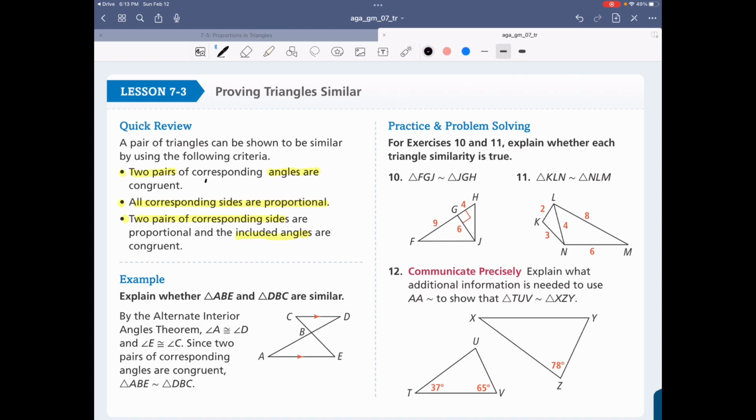So if you remember, oops, sorry about that. This is angle-angle similarity. This was side-side-side similarity. And this was side-angle-side similarity. An example. Explain whether ABE and DBC are similar. So we're looking at this triangle and this triangle. Are they similar?